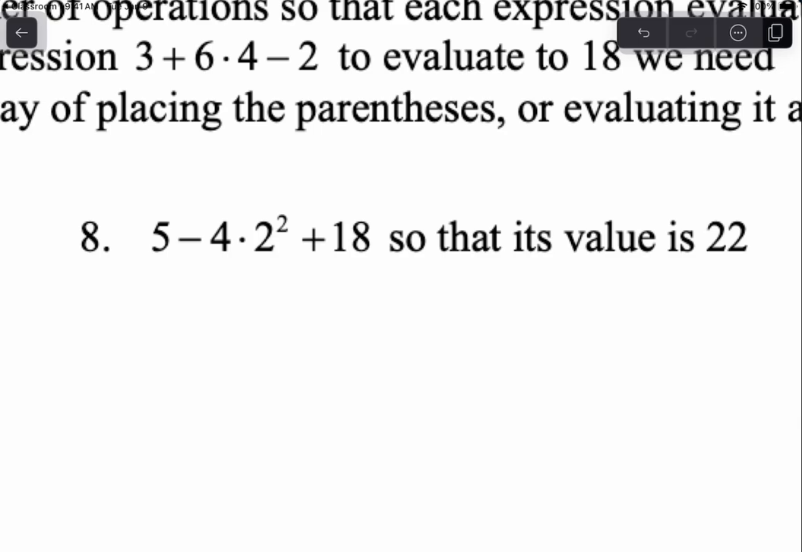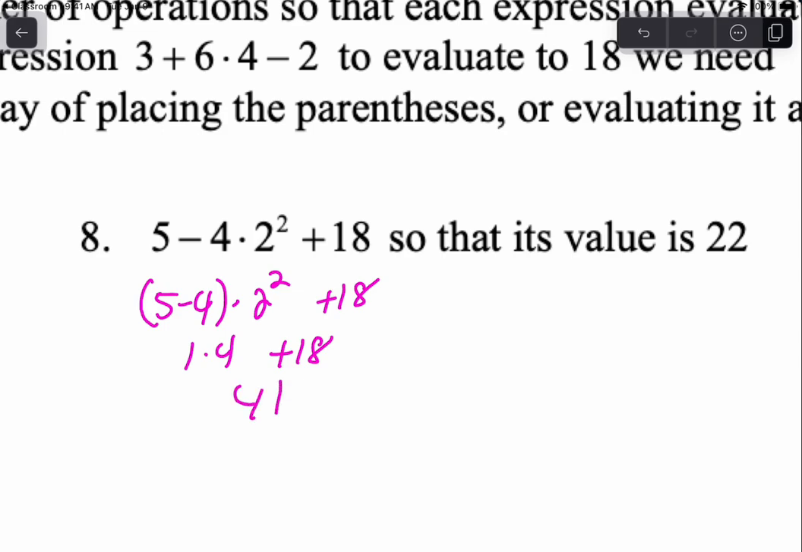Did you find it? What do you think? Tell us what you did. That's it. You found it. Okay. So if you put the parentheses around the 5 minus 4, what does that expression, that first piece, become? It becomes a 1. And so we get 1 times 4 plus 18 is 4 plus 18, or 22.